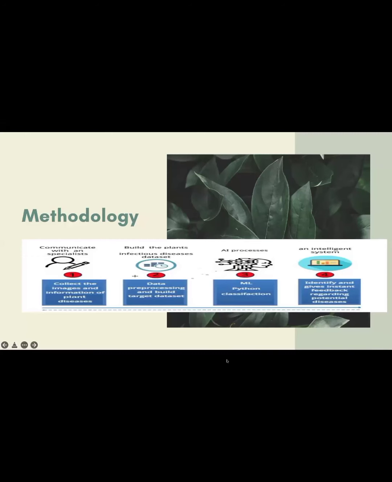So this is the methodology that we used to build this app. First, we communicated with specialists in plant diseases. We contacted them and visited farms and saw some of the diseases and healthy plants and how that works. And then we captured images. After we captured a lot, maybe 10,500 images, we built the dataset and did some pre-processing.